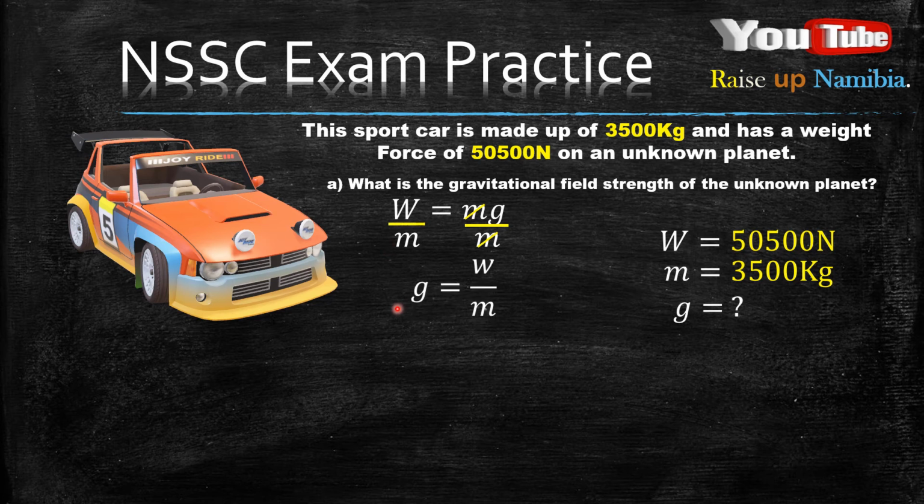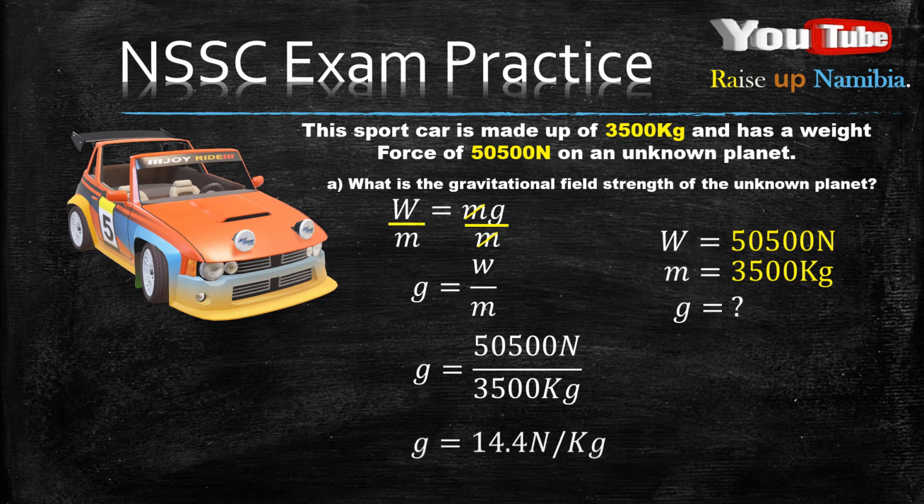Now let's quickly flip it around. Don't get confused. These two equations are just the same. I just put the g on the left hand side and the w over m on the right hand side, okay? Now when you look at what you are given on the right hand side, you can actually substitute it into the formula now, okay? Which is our weight on top being 50,500 newtons and our mass 3,500 kg. So you divide them and you'll get 14.4 newtons per kilogram.